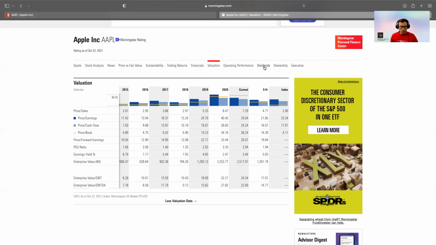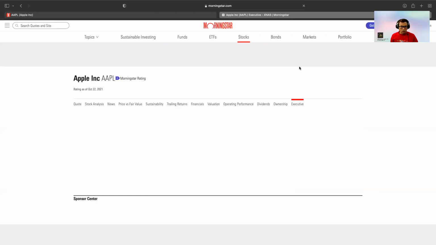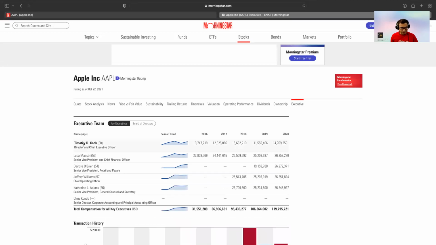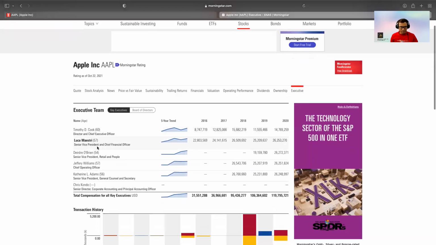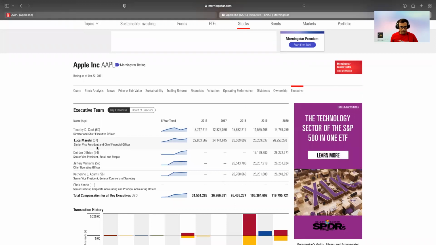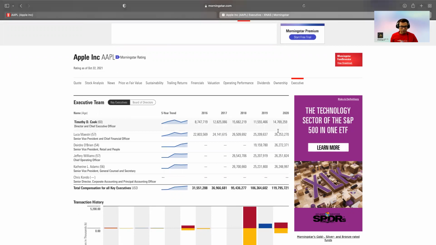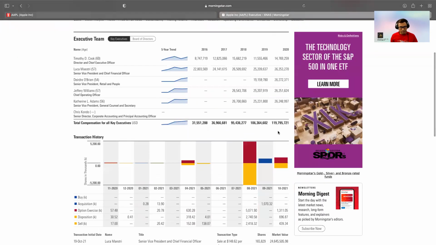If you want to know more, you just click here, or the executives, who the CEOs are. You know the CEO is Tim Cook. Let's see whether it's still Tim Cook. Yes, they call it Timothy Cook. It's an amazing guy. When he took over from Steve Jobs, he took the company from a few billion dollars into a $1 trillion company. It's an amazing guy.